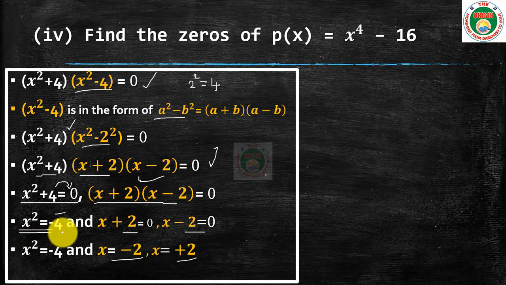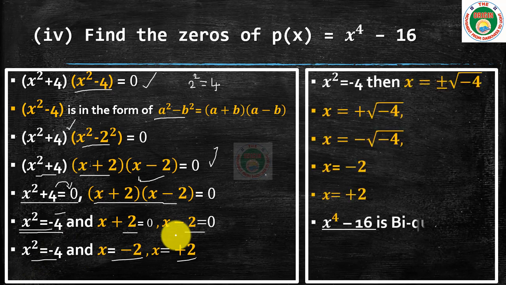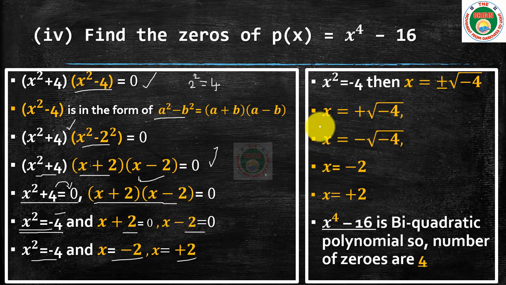What about x square equal to minus 4? Let us check what is the meaning of x square equal to minus 4. How can we simplify that? We should check. x square equal to minus 4, then x equal to plus or minus square root of minus 4. Plus or minus means both plus and minus values exist there. So x equal to plus root of minus 4 and minus root of minus 4.